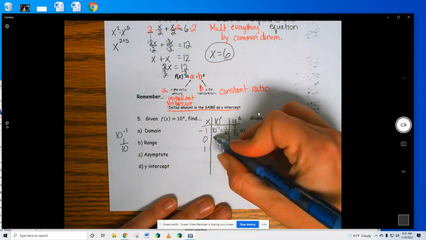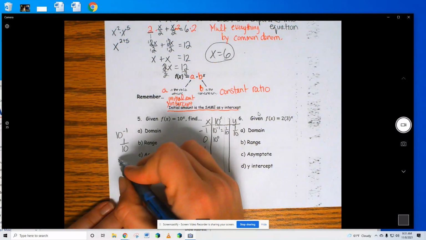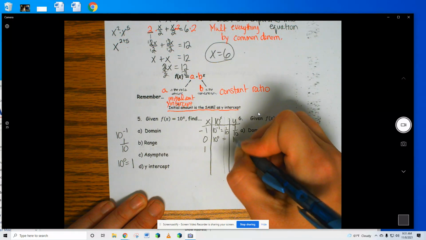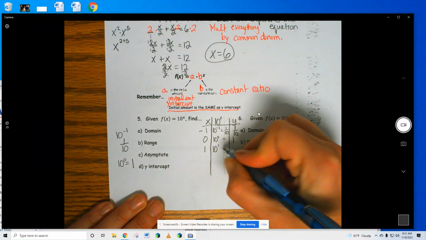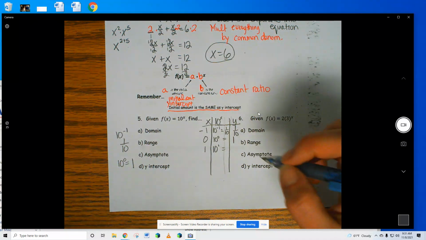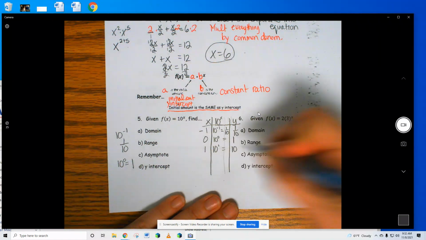All right, 10 to the 0. What's anything to the 0 power? 1. What's 10 to the first power? 10. Okay, easy.